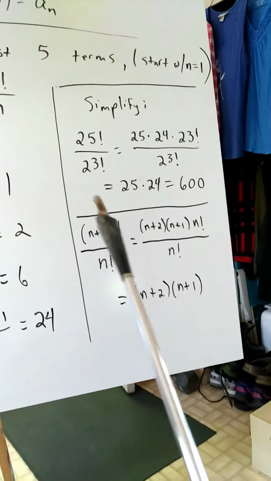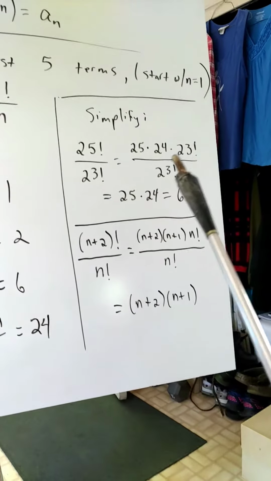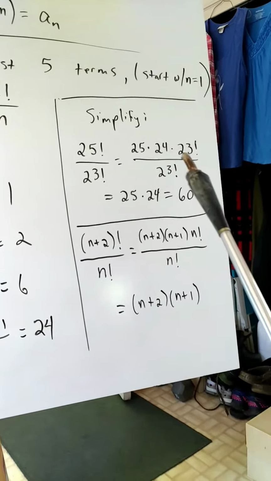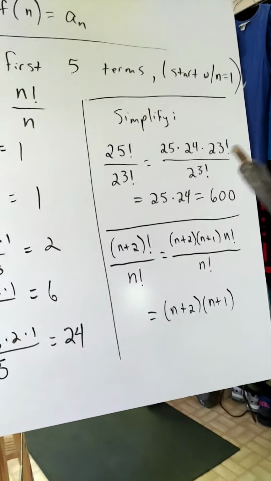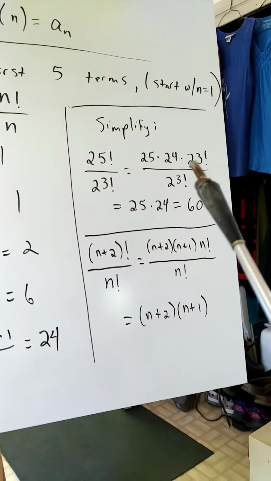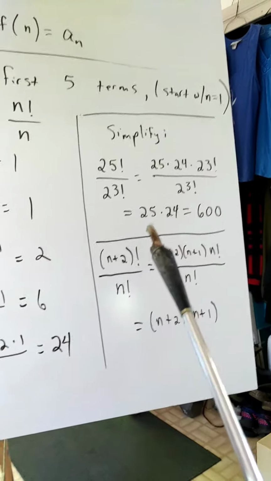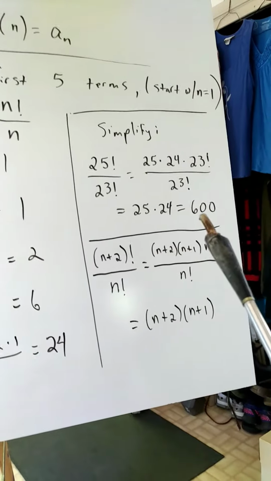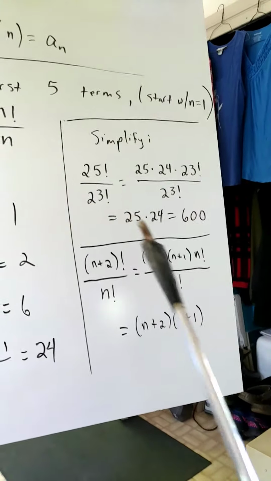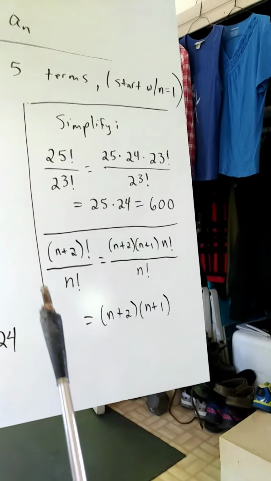But since the bottom 23 factorial is contained as part of 25 factorial, then we don't need to continue these all the way down to 1. We only need to continue them until we see a common factor of factorials. Those will cancel, leaving 25 times 24, which equals 600. Understanding this allows us to do more abstract expressions even quicker.